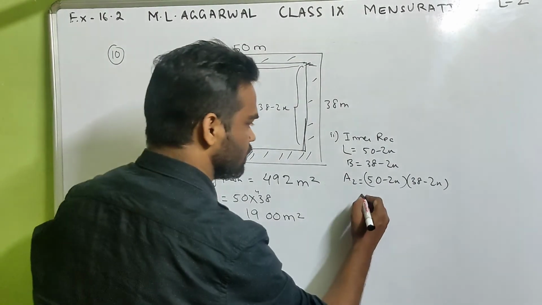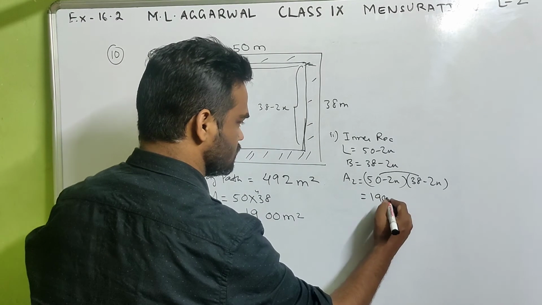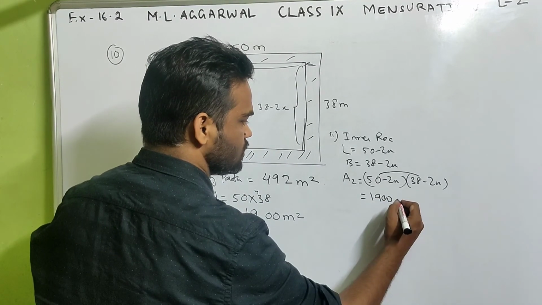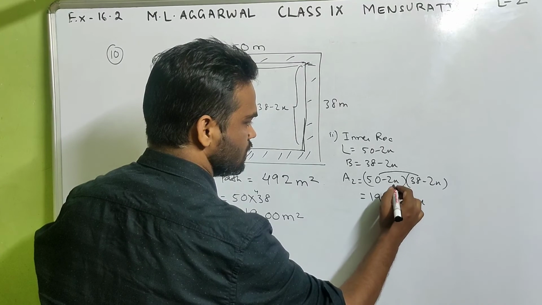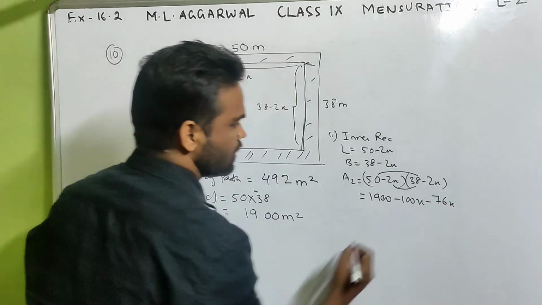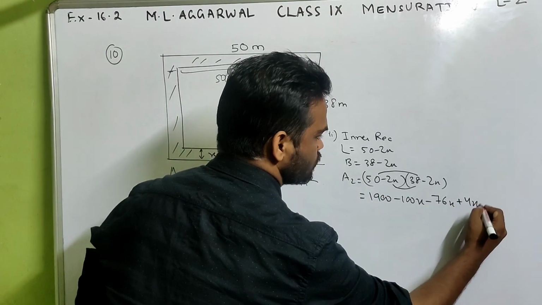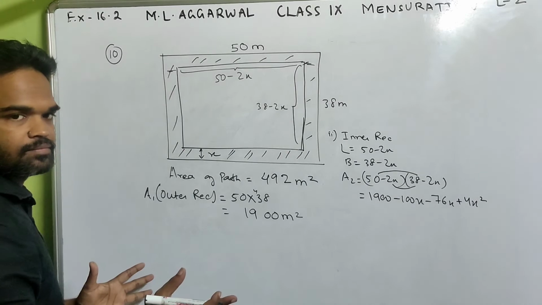Done? We'll just open the bracket. So 50 multiplied by 38, we just did it, 1900. 50 multiplied by minus 2x, minus 100x. Then this minus 76x, isn't it? 2 8s are 16, 2 3s are 6. And this is plus 4x square. I've just opened the bracket.